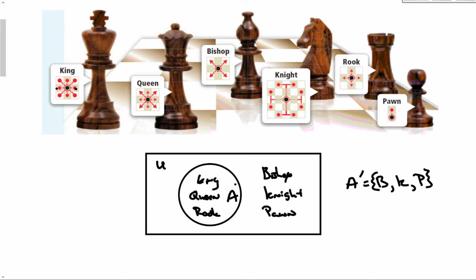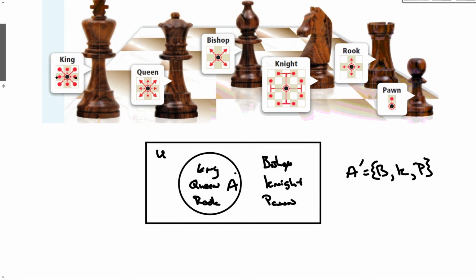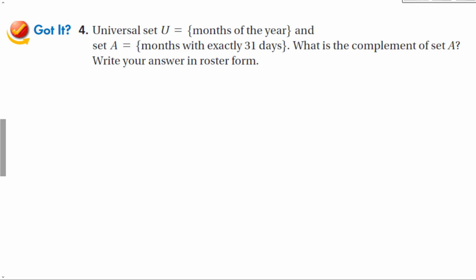Okay, let's do one last Got It problem. The universal set is months in a year, and set A is the months with exactly 31 days. So the complement of A is going to be every month that doesn't have 31 days. Write your answer in roster form. Not a really good way to write this in set builder notation; that would be more confusing.